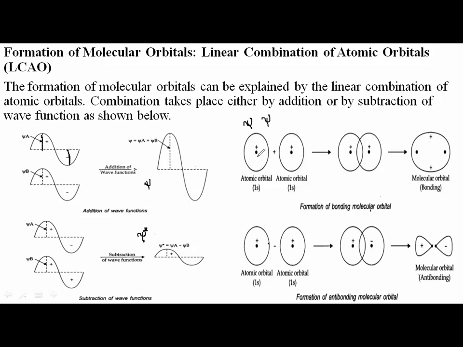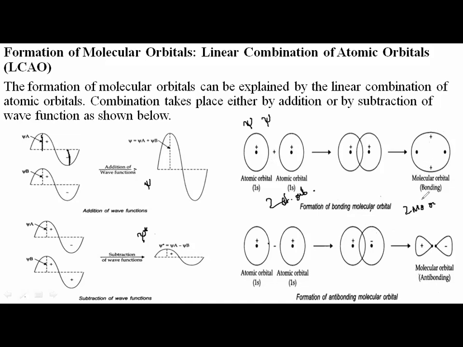I'll just show you here. Two atomic orbitals are combining. When two atomic orbitals combine, they undergo addition, plus plus, and form one molecular orbital. And the same atomic orbitals combine and undergo subtraction, plus minus, and form another molecular orbital. So two atomic orbitals are combining, and two molecular orbitals are formed.